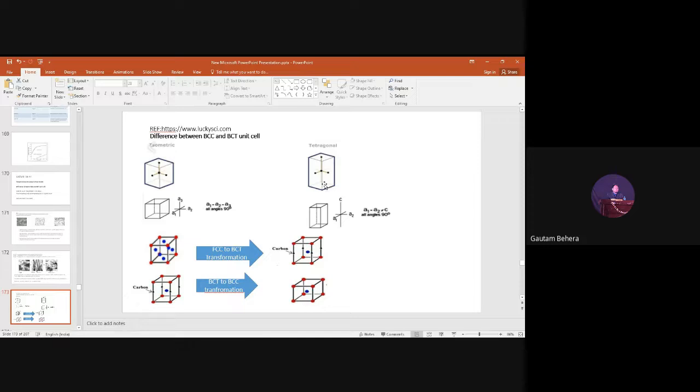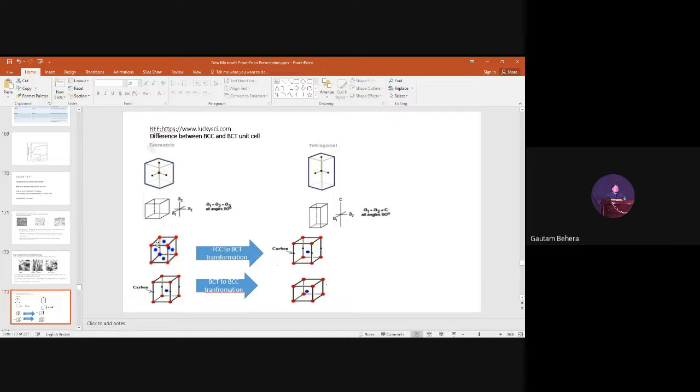You can see the difference. The C-axis is longer here, whereas in BCC the C-axis is the same as the X-axis and Y-axis. So you can see this is A1, this is A2, and this is A3. All are equal, and all angles are 90 degrees. But here, what is happening? A1 is equal to A2, but it is not equal to C. Right? So A1 equals A2, not equal to C. The C direction is longer. It's called tetragonal, but all angles are 90 degrees.